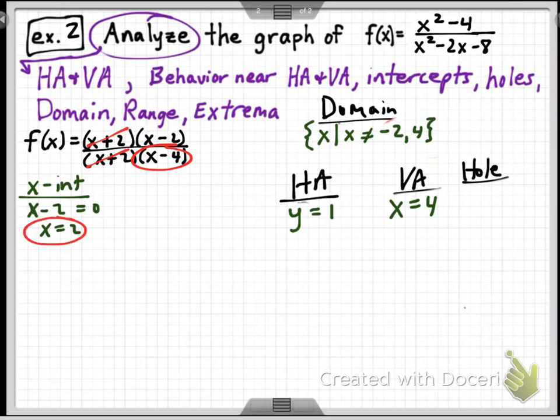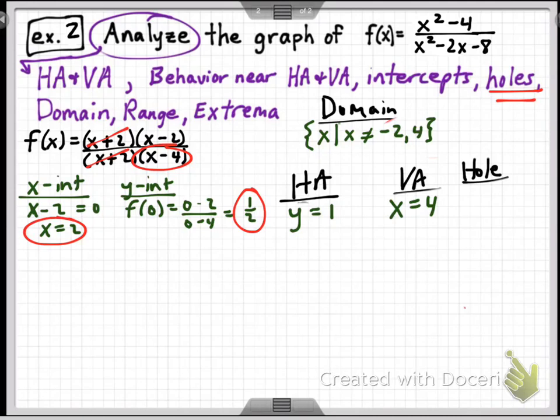And then the y-intercept would be f of 0. So when x is equal to 0, we get 0 minus 2 over 0 minus 4, and that would be 1/2. So we have a y-intercept. So we have x-intercept, y-intercept, and then what else do we need? We need to know where the holes are.